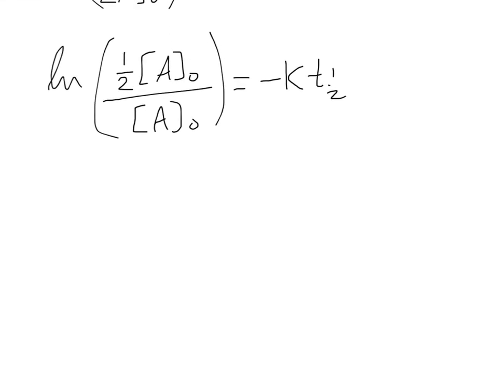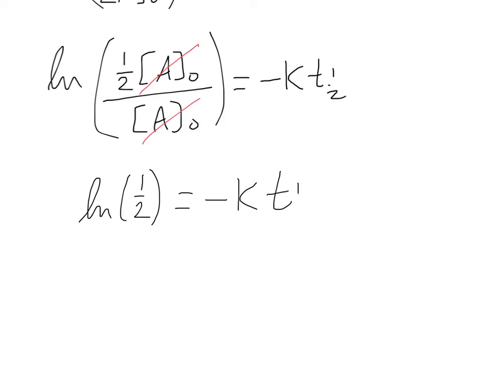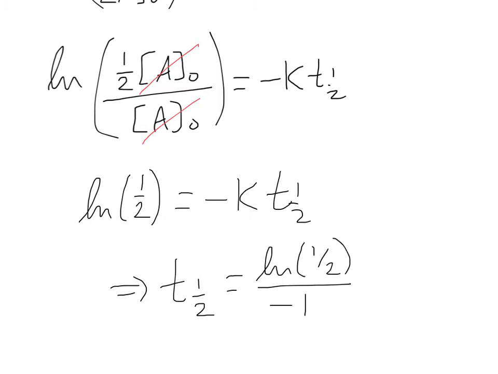Now, if you look at the log term, whatever your initial concentration is, you can see it doesn't actually matter. And that's one really neat thing about the half-life for a first-order reaction. It doesn't matter what the concentration starts out at. It's independent. So we can say, well, this is just the log of 1/2, and that's equal to minus k times the half-life.